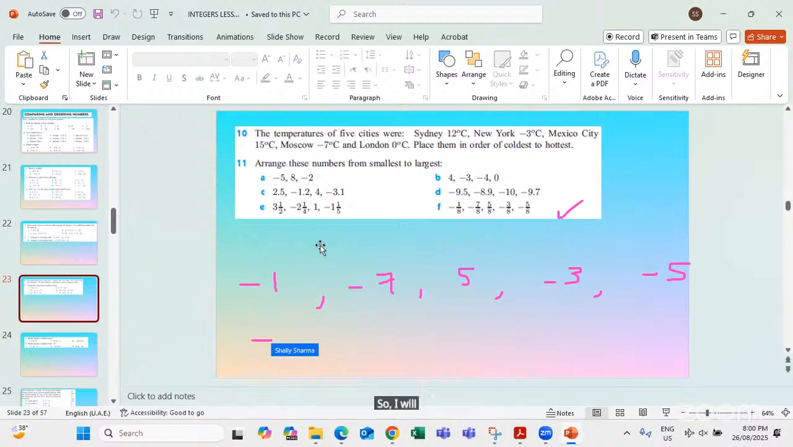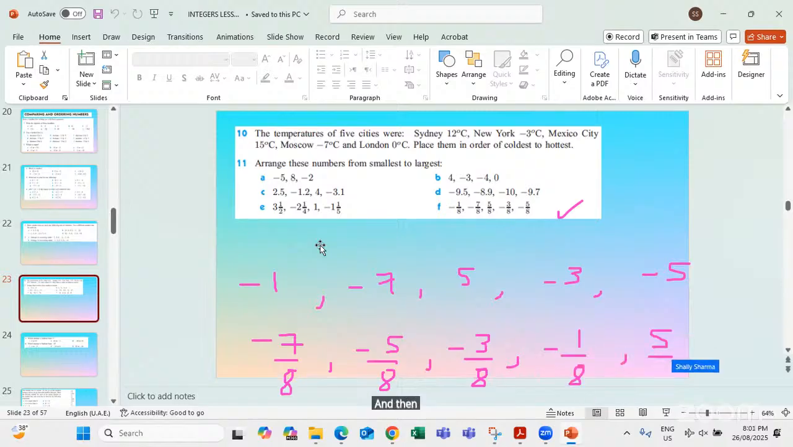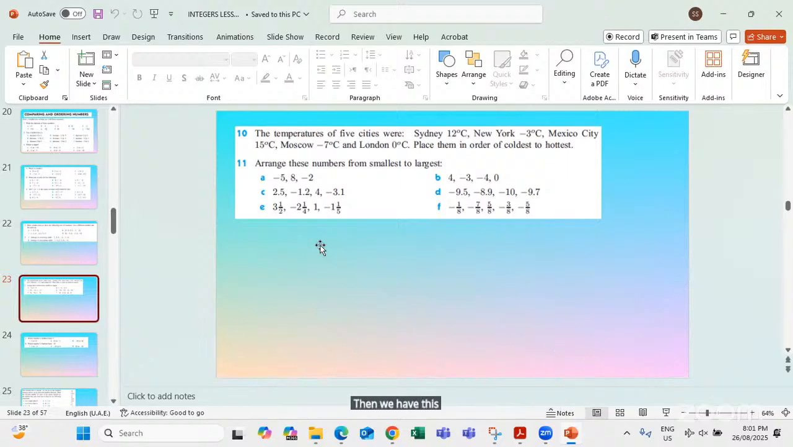So I will say negative 7 by 8, followed by negative 5 by 8, followed by negative 3 by 8, then negative 1 by 8, and then we have 5 by 8. So this is our answer. So first negative 7 by 8, negative 5 by 8, negative 3 by 8, negative 1 over 8, and then 5 by 8.